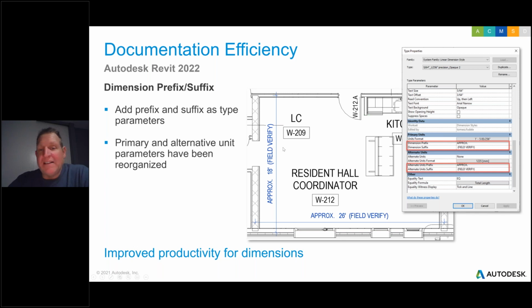And so now what I can do is select a whole bunch of dimensions where I want, in this case, for all of them to say approximate and then a value and then field verify as a prefix and a suffix, and then apply it across multiple dimensions all at once, or remove it and apply it back to a normal dimension style and remove those prefixes and suffixes to it. So again, hopefully a time saver there for you guys. Again, this came up for like renovation work a lot, and then the MEP side of things. Troy Gates said last night that this would really help him out immensely.